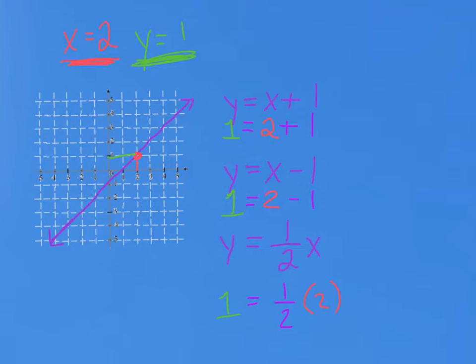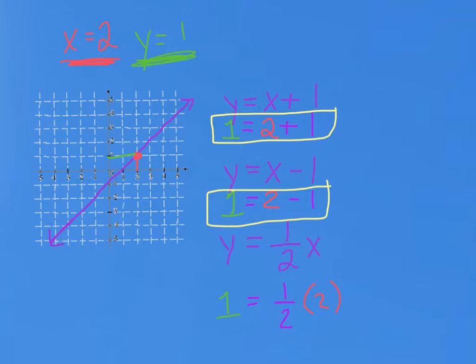Now we can take a look at what we've got. We've got 3 equations. Now that we've replaced the variables with numbers, we've got no variables left. And we're trying to find out which one of these is actually telling the truth. For example, in this first equation, it's saying 1 is equal to 2 plus 1. Is that telling the truth? Well, obviously not. 1 is not the same thing as 2 plus 1. So no, it doesn't work.